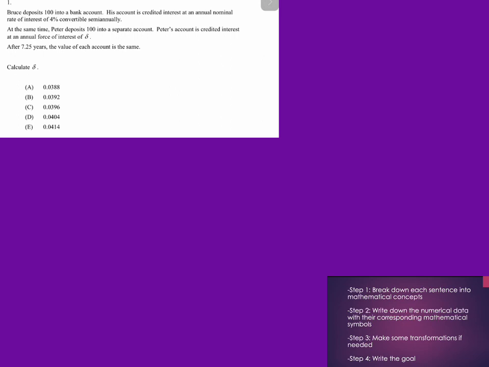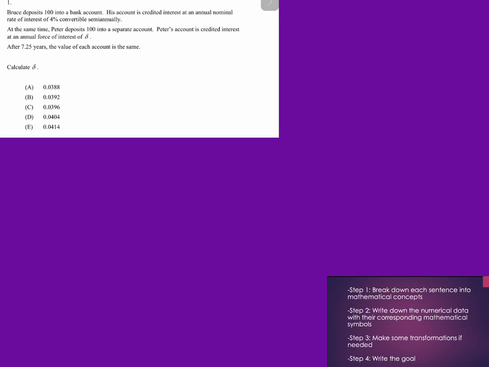Let's dive in. So our question today is this. Bruce deposits 100 into a bank account. His account is credited interest at an annual nominal rate of interest of 4% convertible semi-annually. At the same time, Peter deposits 100 into a separate account. Peter's account is credited interest at an annual force of interest of delta. After 7.25 years, the value of each account is the same. Calculate delta.